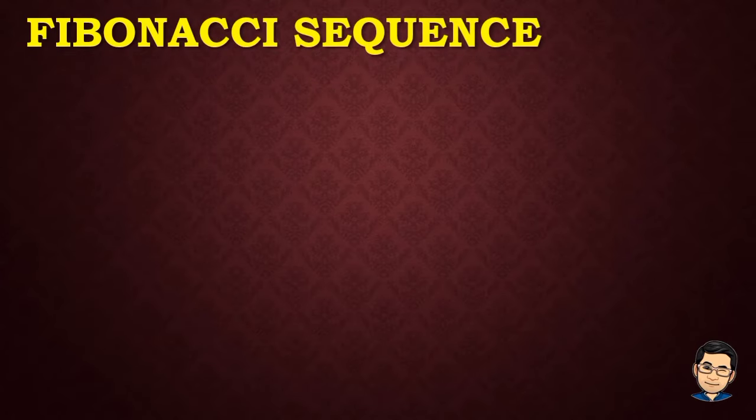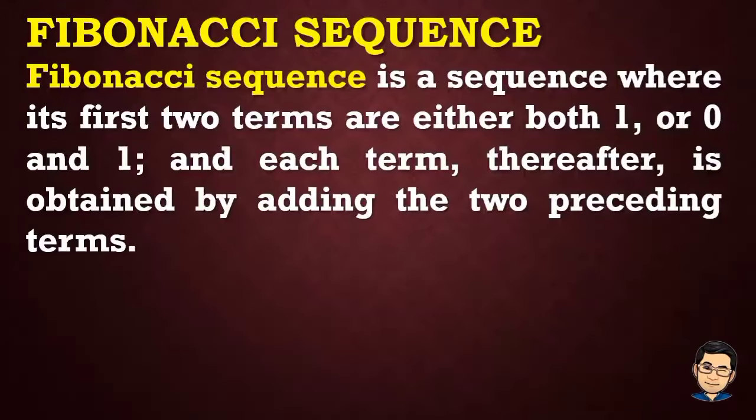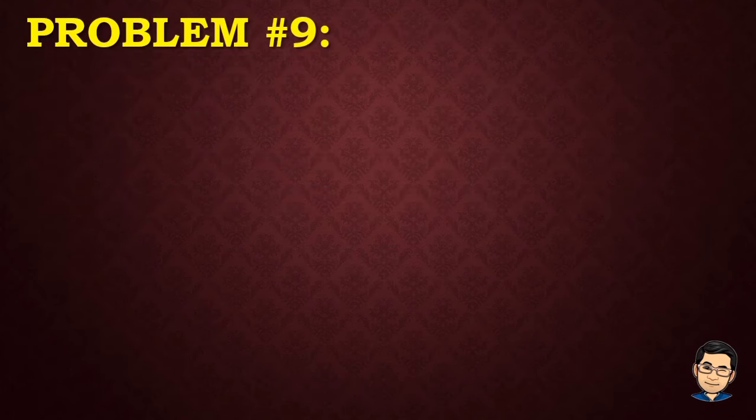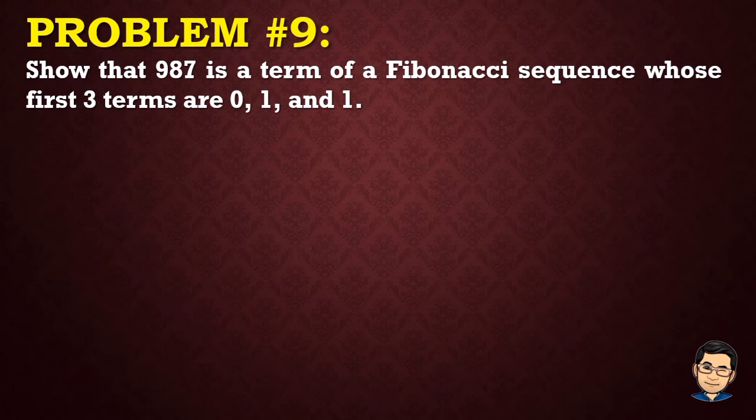Let's have Fibonacci sequence. So, Fibonacci sequence is a sequence where the first two terms are either both 1 or 0 and 1. And each term thereafter is obtained by adding the two preceding terms. So, para mas maintindihan yung concept ng Fibonacci sequence, let's have the problem number 9. Show that 987 is a term of a Fibonacci sequence whose first three terms are 0, 1, and 1.